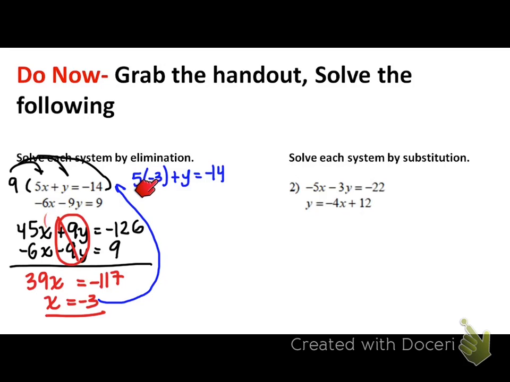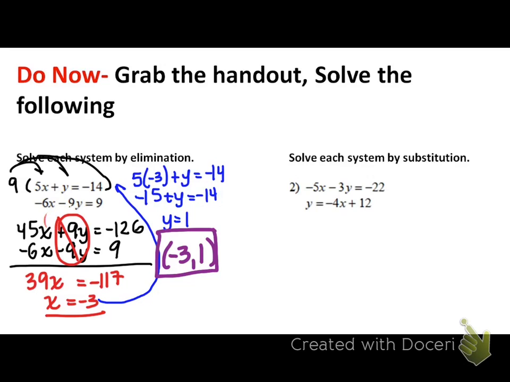So we want to solve this out by multiplying these two. Negative 15 plus y is equal to negative 14. Y is equal to what? 1. What's my final solution? Bingo. So negative 3, 1. We definitely want to be able to use substitution for these values.